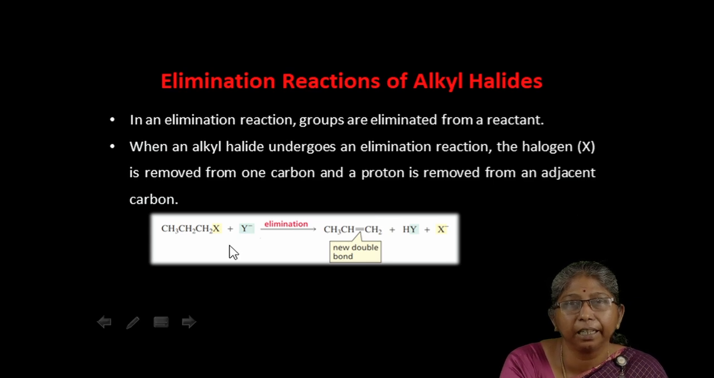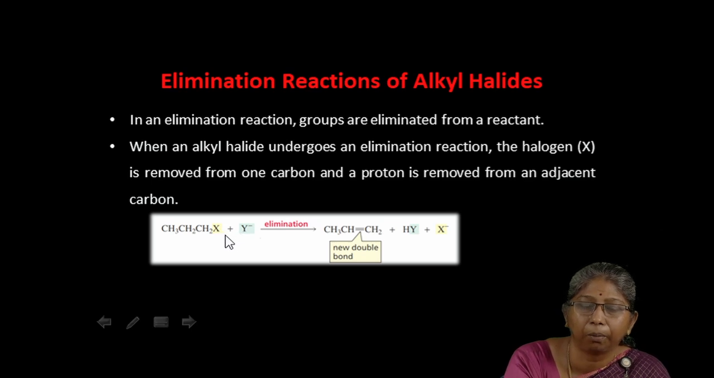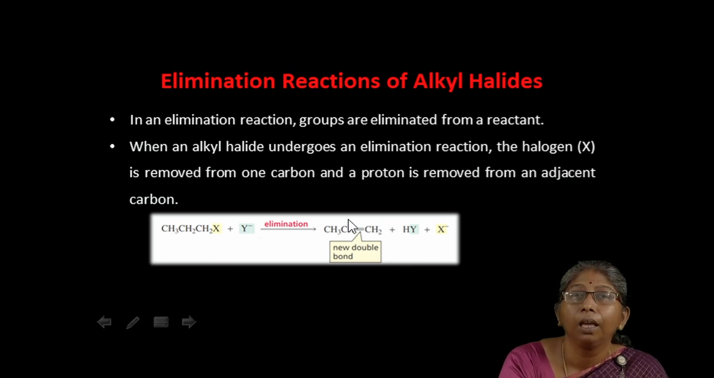The reaction given here is a dehydrohalogenation reaction. What has happened is the halide ion is removed in the presence of a base, and then one hydrogen is removed from the nearest carbon, so that we get a double bond. So we are converting a saturated compound to an unsaturated compound. This is called an elimination reaction.